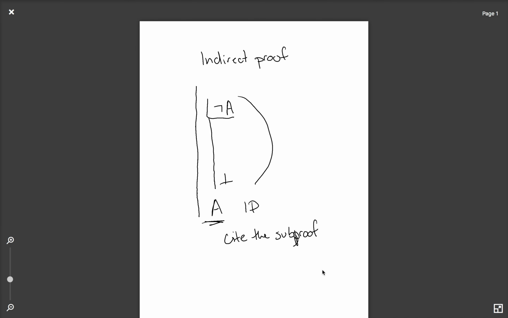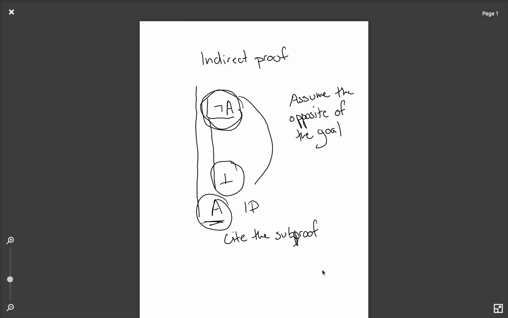So the idea is, again, I assume the opposite of the goal. If not A would lead to a contradiction, then that only leaves one possibility. A must be true. That's how I show that A is true.